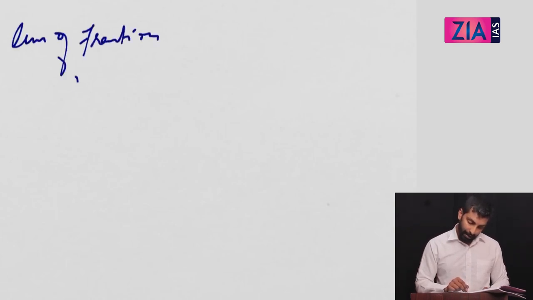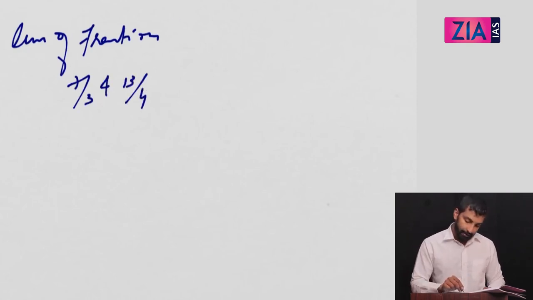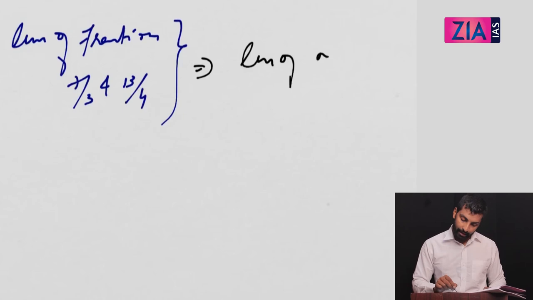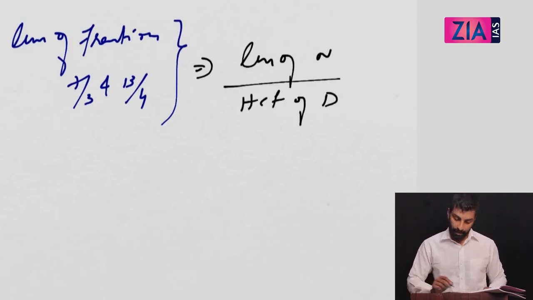In this question, what you need to do, basically it's an example of a question on the LCM of fractions, right? So basically you need to find the LCM of the fractions given, 7 by 3 and 13 by 4. You need to find the LCM of those two, right? So LCM of fractions is the LCM of numerators divided by the HCF of denominators. You know this, right?